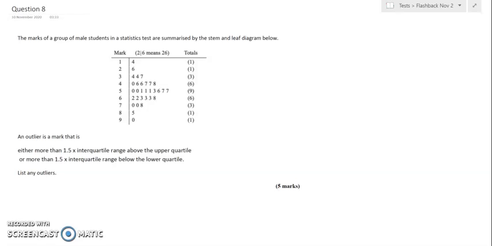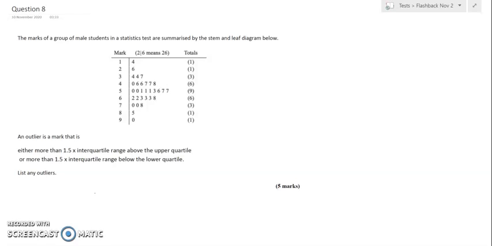Right, so the stats section. The marks of a group of male students in a statistics test are summarized by a stem and leaf diagram. An outlier is a mark that is either 1.5 times the interquartile range above the upper quartile or below the lower quartile. List any outliers.